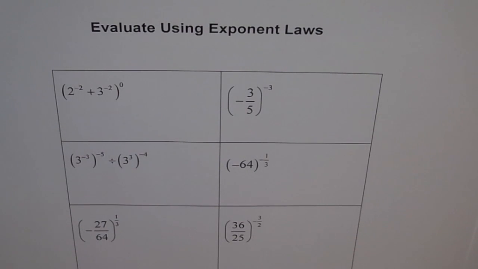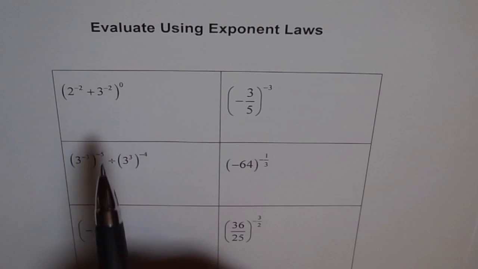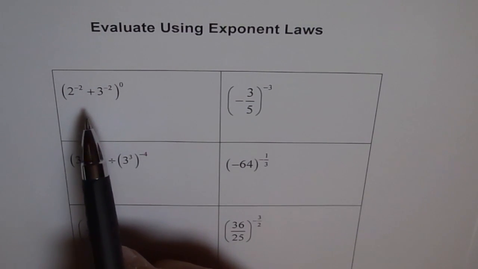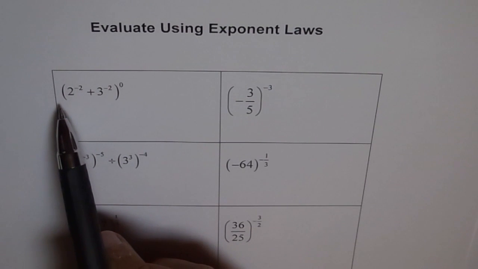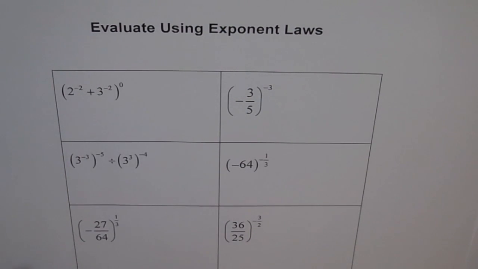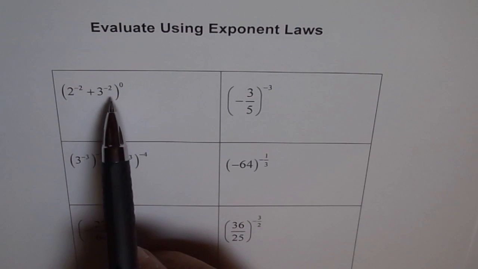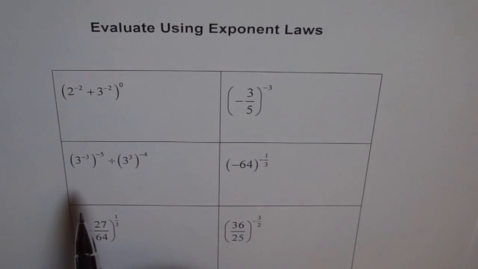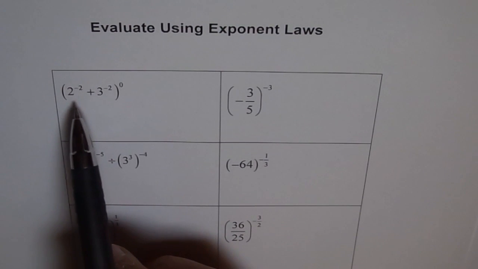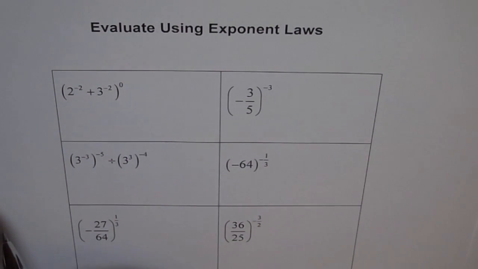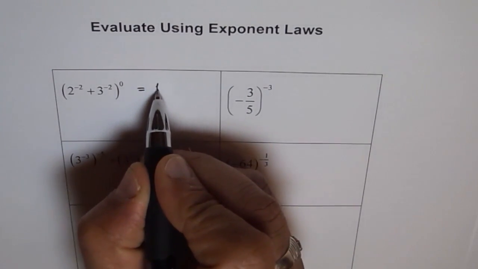Let's try to understand how to evaluate using exponent laws. Now here are a couple of examples. First one, 2 to the power of minus 2 plus 3 to the power of minus 2, and everything to the power of 0. I have seen students doing this inside the bracket first, which is definitely a rule, and then later on finding that there is something to the power of 0. I hope you remember that anything to the power of 0 is always 1. Therefore, we could straight away write this as equal to 1, right?